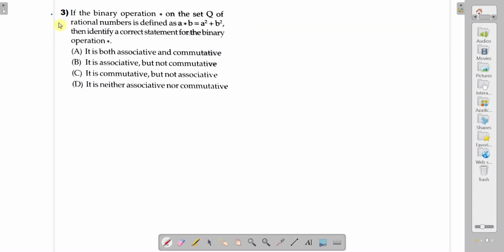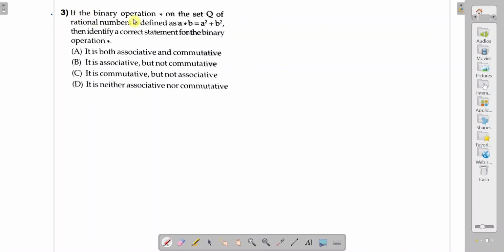So we are only doing the problems of the relations and functions chapter, right? The relations and functions chapter is an easy chapter, and you can score here in MCQs. It is one of the easiest chapters to score in the MCQs.